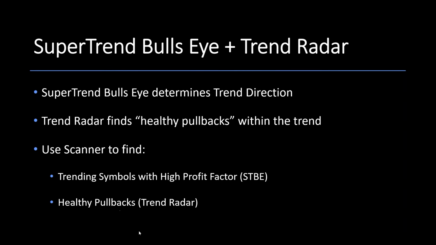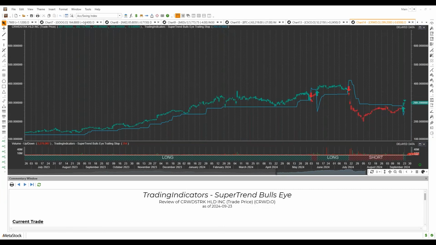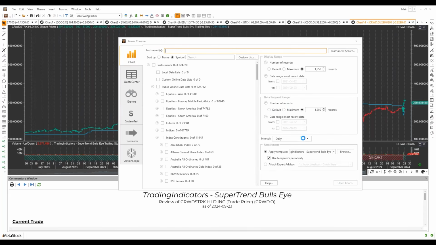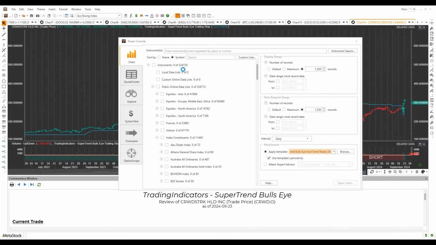All right, so back to MetaStock, and it's the last scan of today. So I'm going to go back to my power panel here. And the first thing, I'm going to quickly change the template just so that we can see both indicators on the chart right off the bat. So I'm going to use the proper template. Now I go to my explorations here.